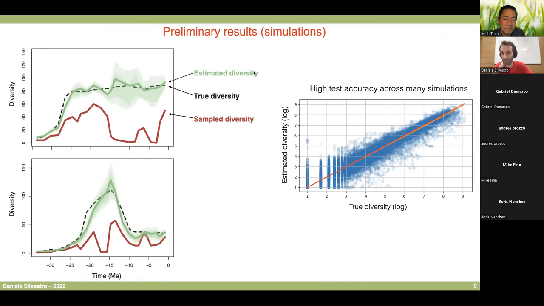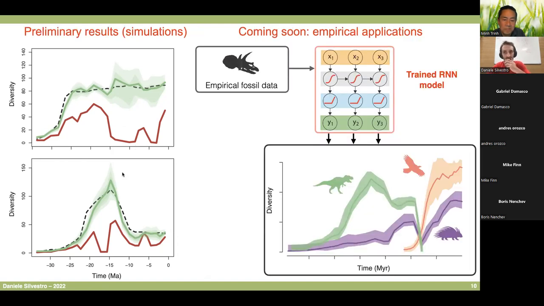We get high test accuracy across many simulations under a range of settings. And we are clearly getting the signal from the data, even though this input, the biased fossil record, is a very incomplete picture of the true diversity. The next step, which as I said is not done yet, will be to use these trained models, trained through our mechanistic understanding of evolutionary processes, with empirical fossil data to estimate diversity trajectories of actual clades. And hopefully we will figure out whether the diversity of flowering plants today is at its highest, or how it has changed throughout its history.